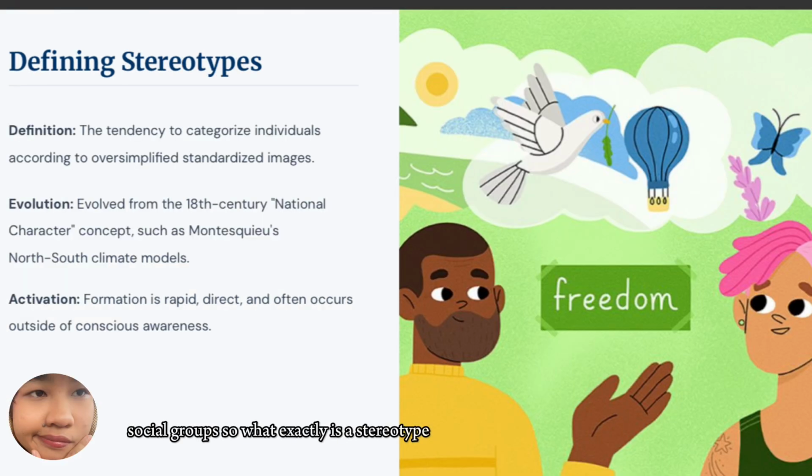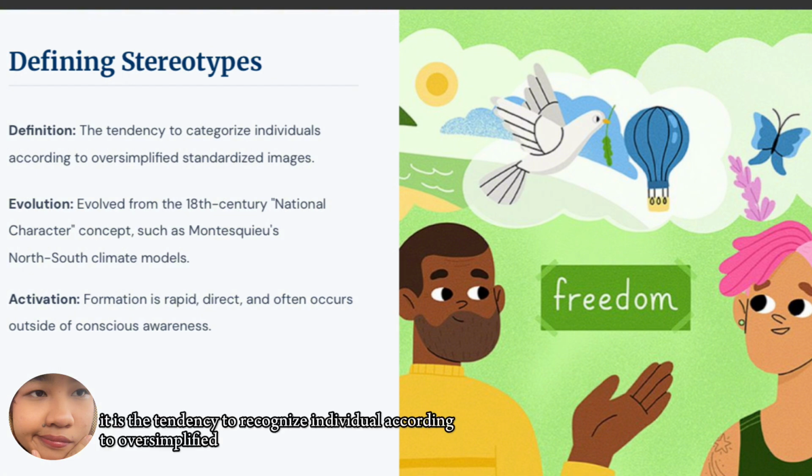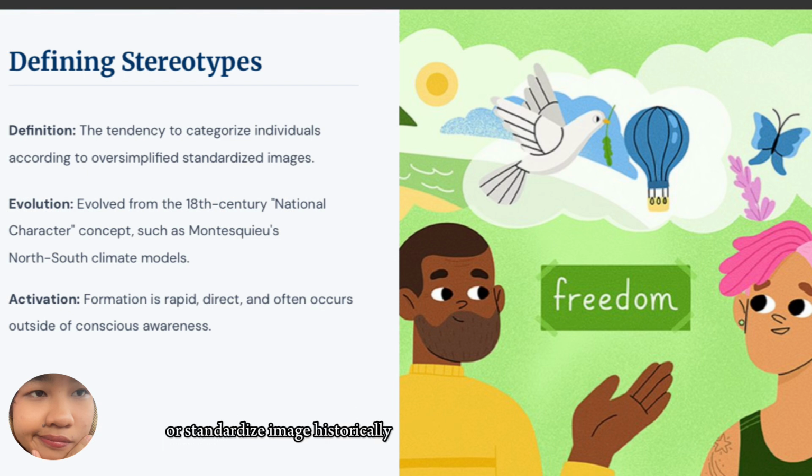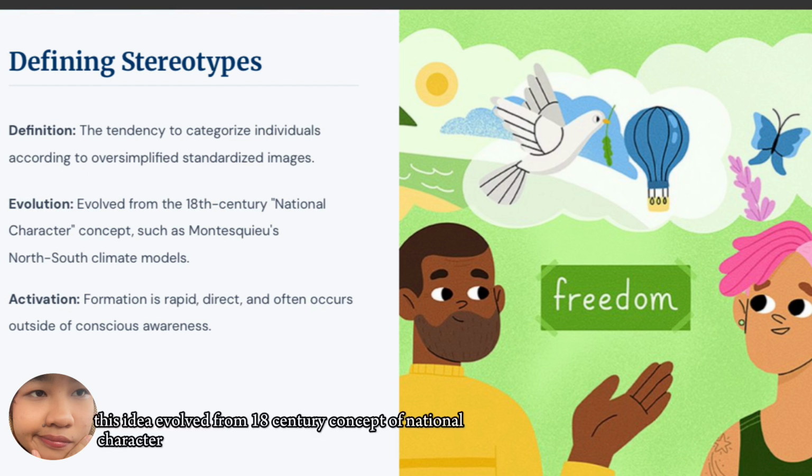So, what exactly is a stereotype? Let's put it simply. It is the tendency to recognize individuals according to an oversimplified or standardized image. Historically, this idea evolved from the 18th century concept of national character. What's important to note is that stereotype activation is rapid and often subconscious. We often don't realize we are doing it.